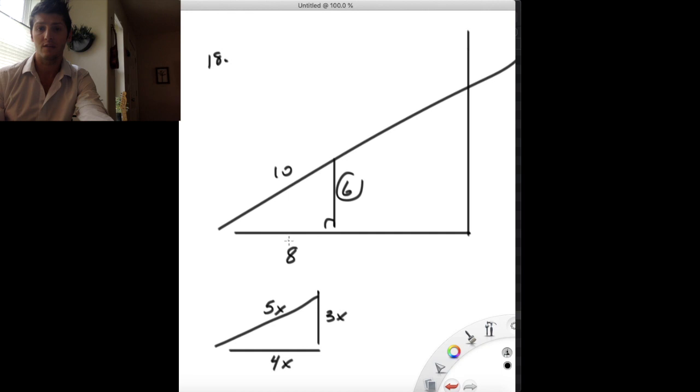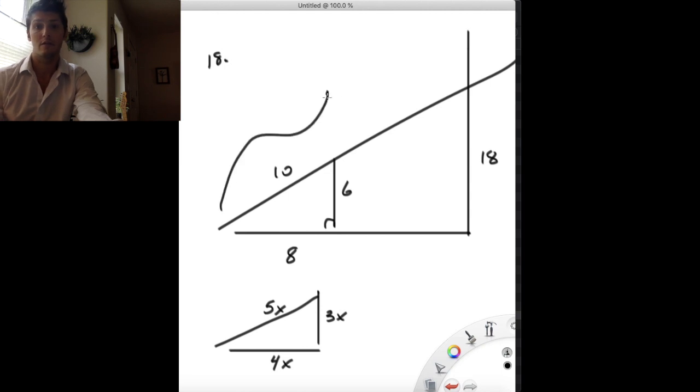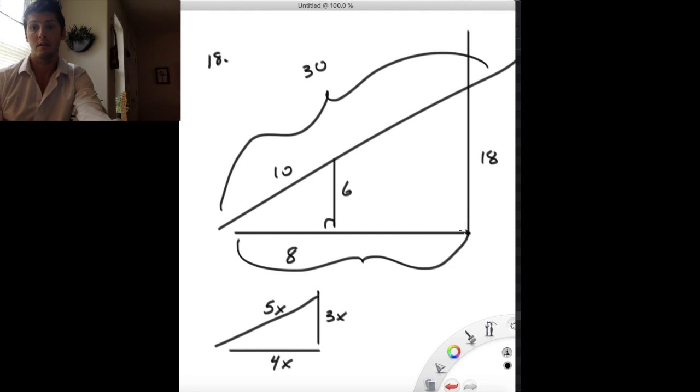Once you know two sides of a right triangle, you can always figure out the third. So look, if this is 18, it's 3 times as big. So everything's 3 times as big. This is 30, and this is 24. Everything's 3 times as big as our 6, 8, 10. You could call this 3 times 6, 4 times 6, and 5 times 6.